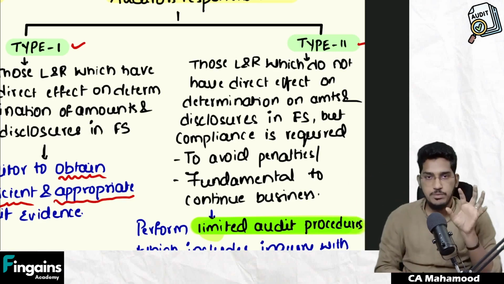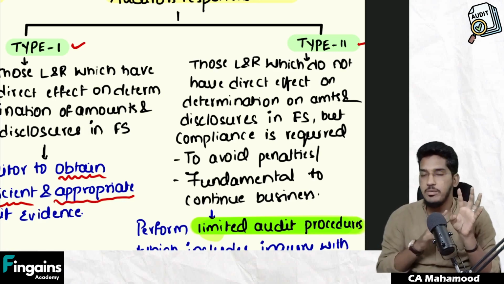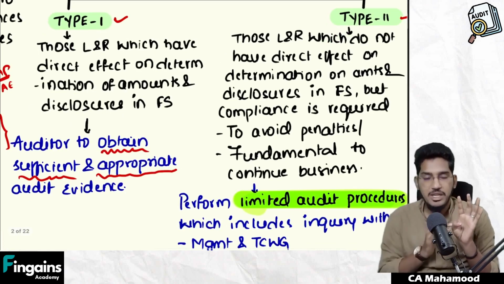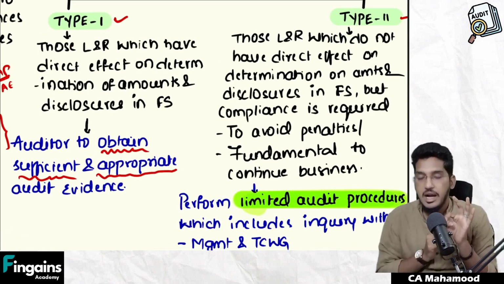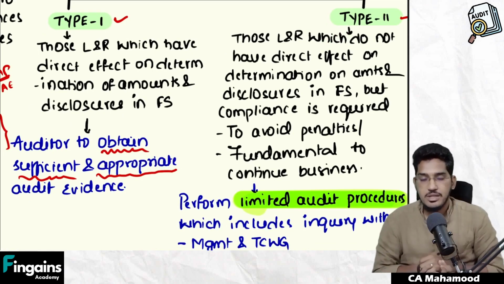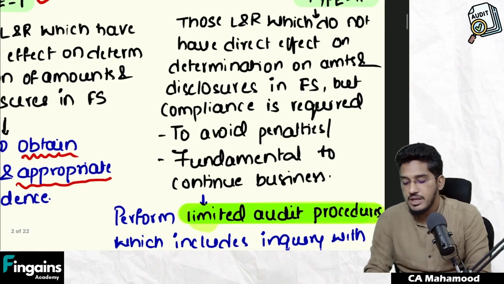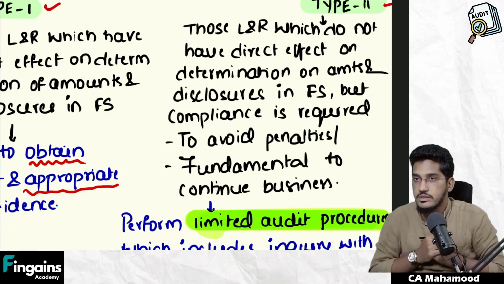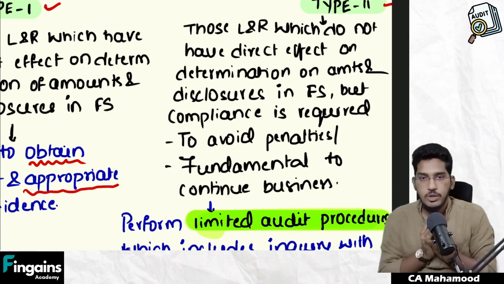So when it comes to type 1, since they have a direct effect on my amounts and disclosures in the financial statements, what the standard has told us is: perform in-depth audit procedures, try to obtain sufficient and appropriate audit evidence, and make sure you obtain enough evidence whether type 1 laws and regulations are complied with or not. Whereas when it comes to type 2 laws and regulations, since they don't have a direct effect on determination of amounts and disclosures, you are not required to perform in-depth audit procedures.